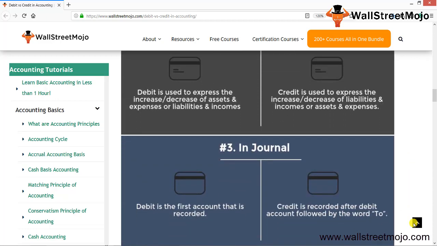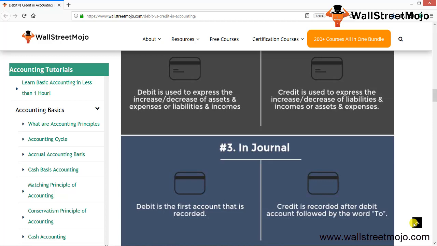Let's go for the third difference. In journal, remember one thing, journal is like the base of any accounting system. Without journal, you cannot form your financial statement, because if your journal goes wrong, your ledger goes wrong. If your ledger goes wrong, then your trial balance goes wrong. And if your trial balance goes wrong, then your financial statement is going to go completely wrong. So journal is like the center point of everything.